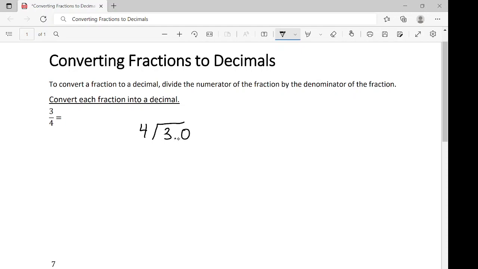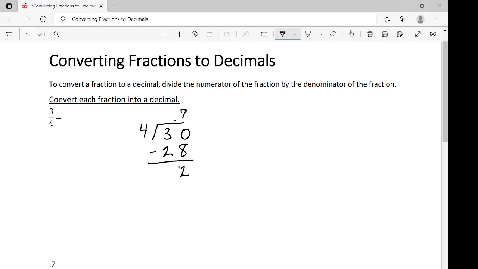But what we're going to do is we're going to take this decimal and move it up here. So instead of dealing with 3.0, we're going to deal with 30. Now how many times does 4 go into 30? It does not go in evenly, but the closest it can come is when it gets to 28, which is 7 times. So 7 times 4 is going to give us 28, the closest we can get to 30 without going over. And we're going to subtract, and we're going to end up getting 2.